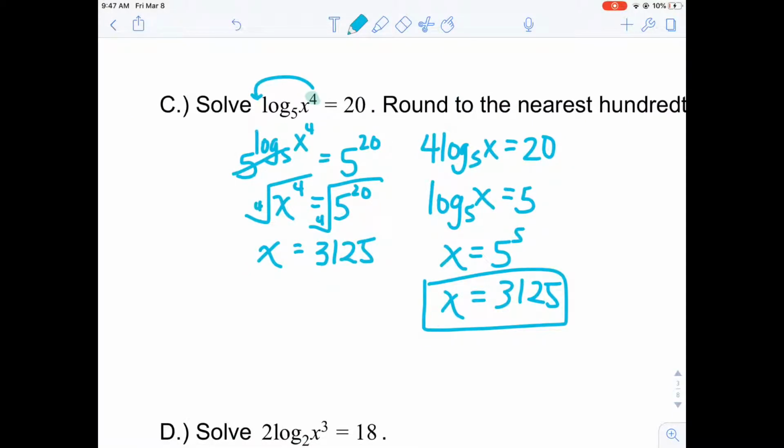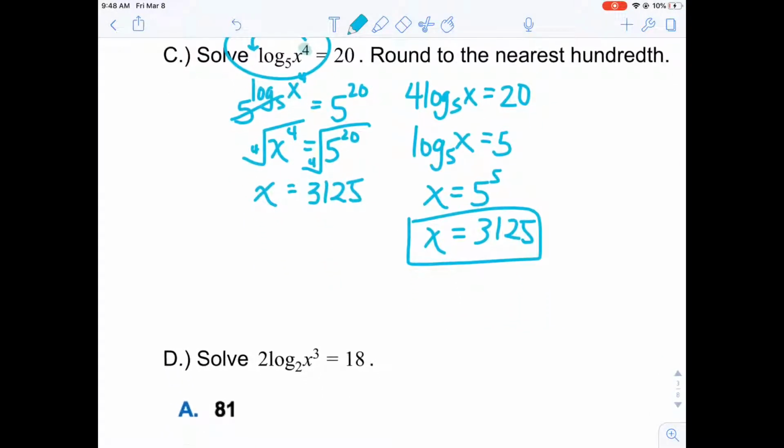We get it the same way, either side is fine, but remember, whenever you can use some of these properties to kind of simplify things, try it, and then you'll see that it's going to make it a lot easier.